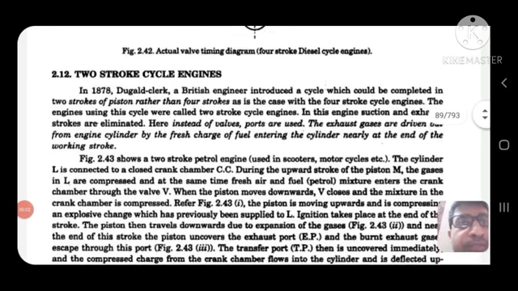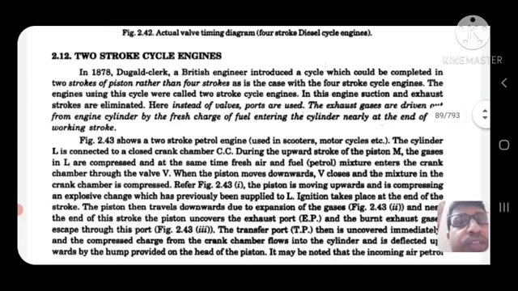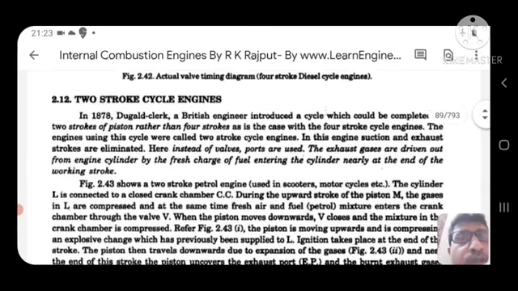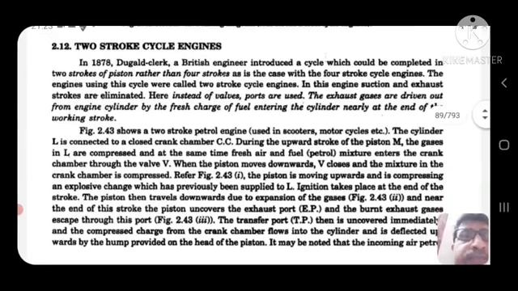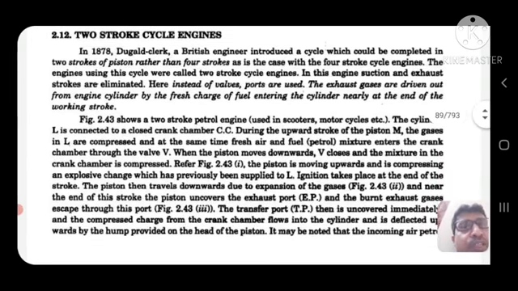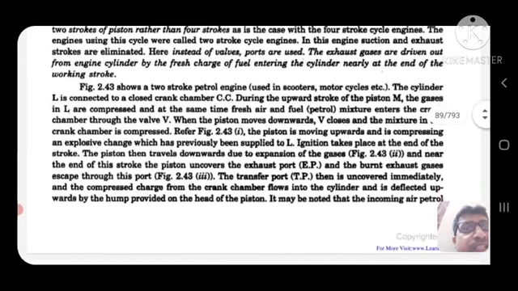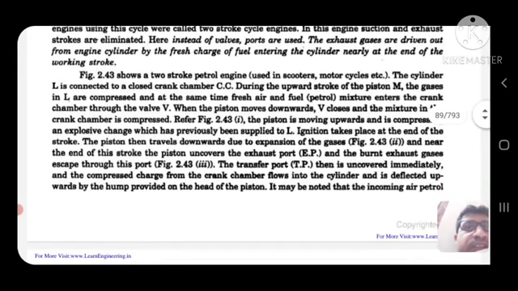Good morning. Today, I am discussing the two-stroke cycle engine. A British engineer introduced a cycle which could be completed in two strokes of the piston rather than four strokes, as in the case of the four-stroke cycle engine. The engines using this cycle were called two-stroke cycle engines. In this engine, suction and exhaust strokes are eliminated. Here, instead of valves, ports are used.